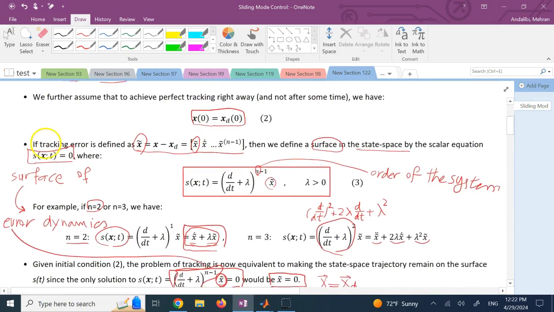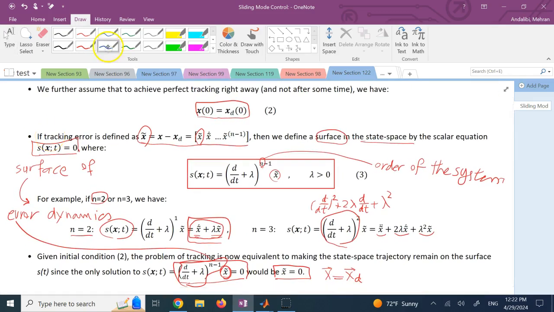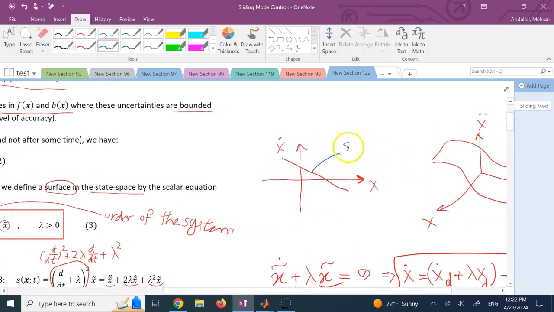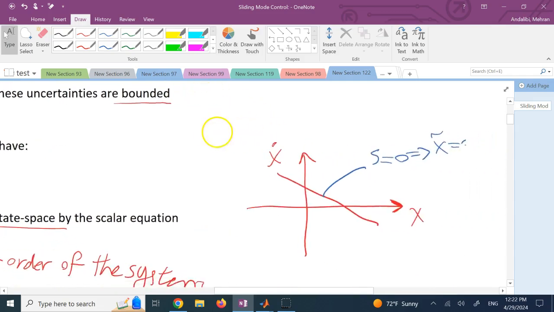Good. And as I said, the problem of tracking is staying on the surface, because on the surface where S equals 0, the only solution is that x tilde should be 0. And that means your x and x desired should be the same. So as long as you can have the trajectory of the system stay on this surface, that means you have the system under control.